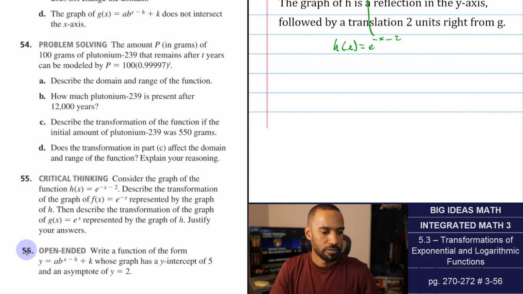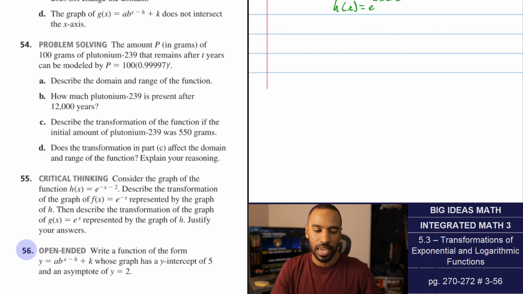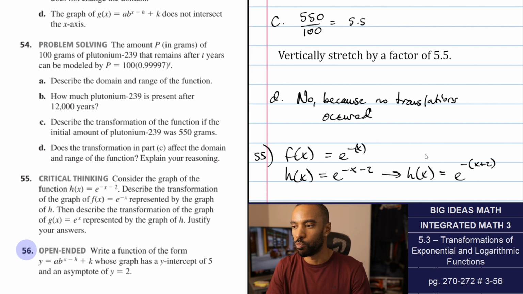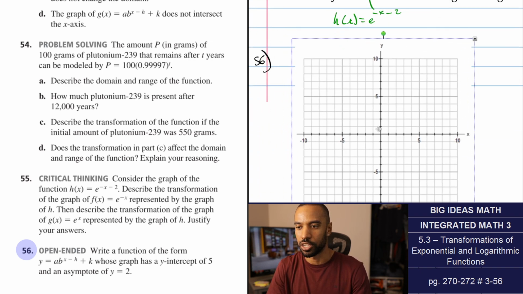The final question, number 56, is open-ended. It says, write a function of the form y equals a times b to the x minus h plus k, whose graph has a y-intercept of 5 and an asymptote of y equals 2. Well, there's more than one. It's open-ended. Yeah, there's more than one answer to this. It depends on your translations.